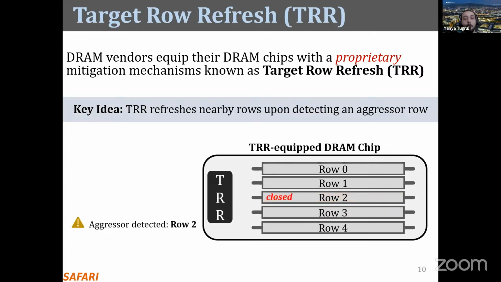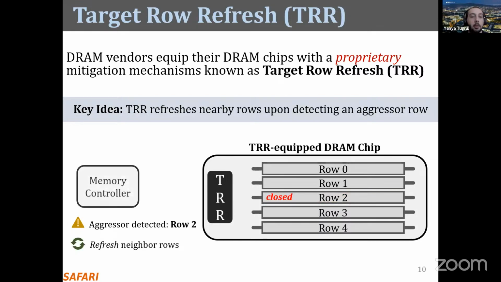After that, if the TRR mechanism receives a refresh command, it piggybacks the TRR-induced refreshes to the neighbor potential victim rows of the aggressor to refresh them, thereby preventing RowHammer bit flips from occurring.